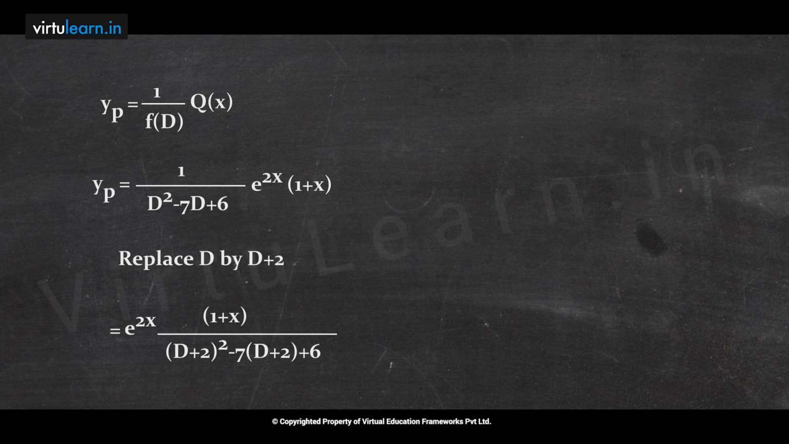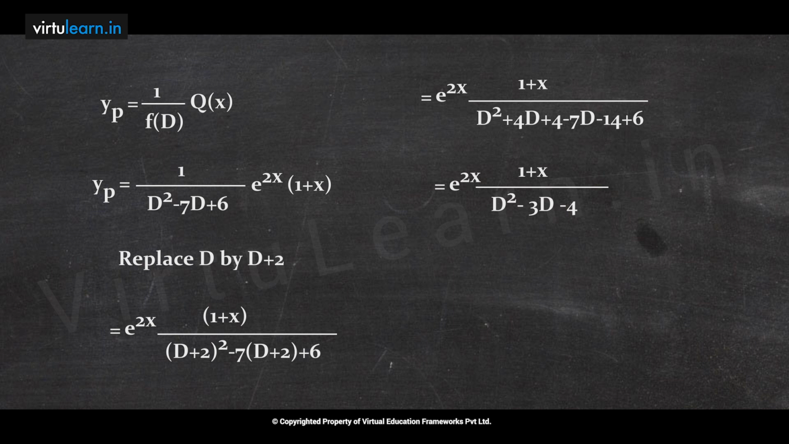Then you solve this denominator part. (D plus 2) whole square means D square plus 4D plus 4, by using the (a plus b) whole square formula, minus 7D minus 14 plus 6. Then e power 2x into: plus 4D minus 7D is minus 3D, so D square minus 3D. Then 4 plus 6 is 10, 10 minus 14 is minus 4. Then e power 2x into 1 by D square minus 3D minus 4.